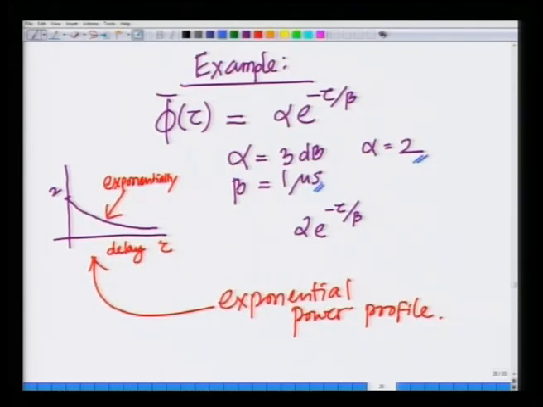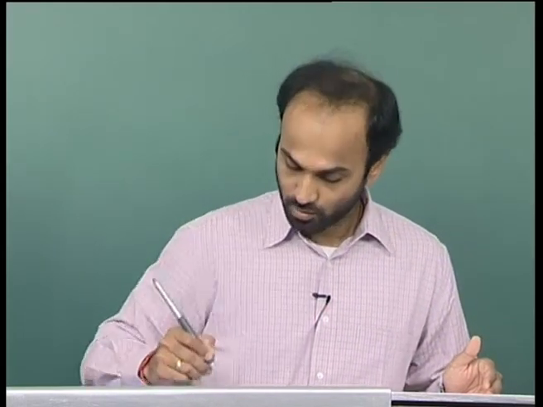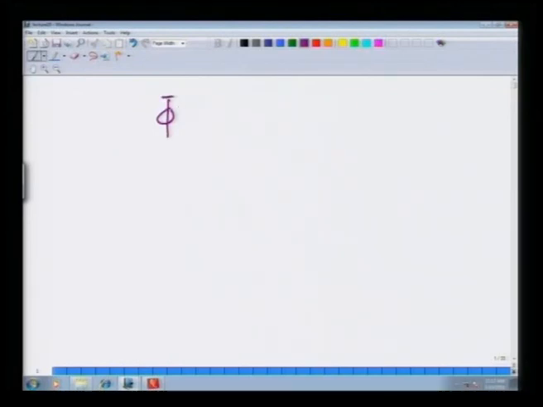We said this is a standard exponential power profile in which the power arriving at the receiver is decaying exponentially with delay, and we were about to compute the RMS delay spread of this exponential power profile. So, let me start today's lecture with a computation of the RMS delay spread of this power profile. We said phi bar of tau equals 2 e power minus tau over beta, where beta equals 1 microsecond.